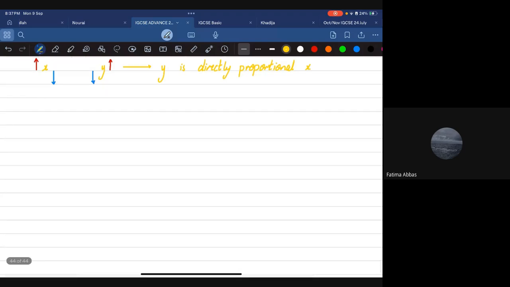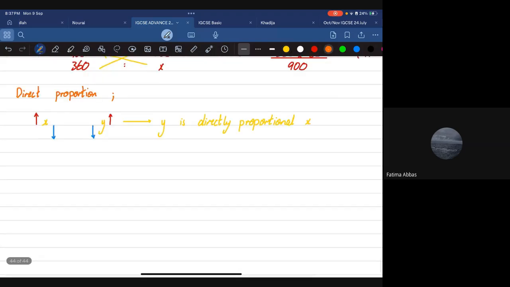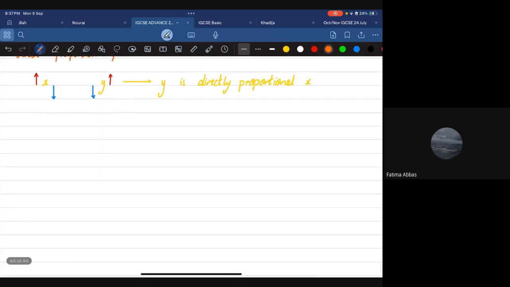So now, when I say that y is directly proportional to x, this is written in English. If I want to write this mathematically, I'm going to write it like this. And this is known as your symbol of proportionality. Is this clear?